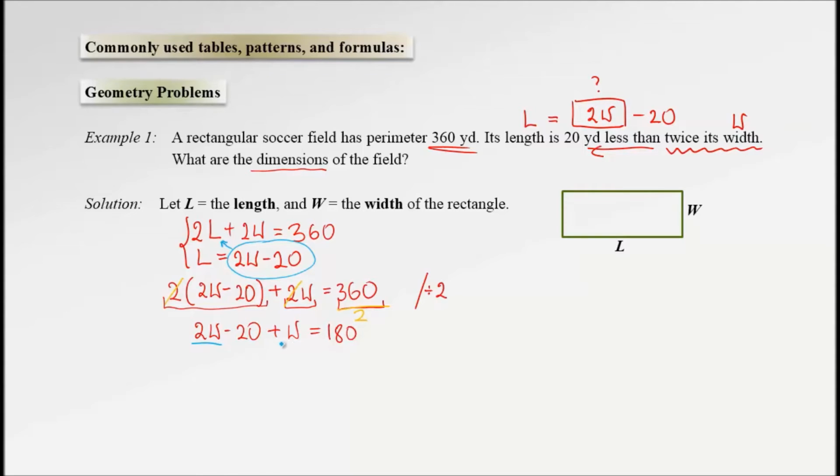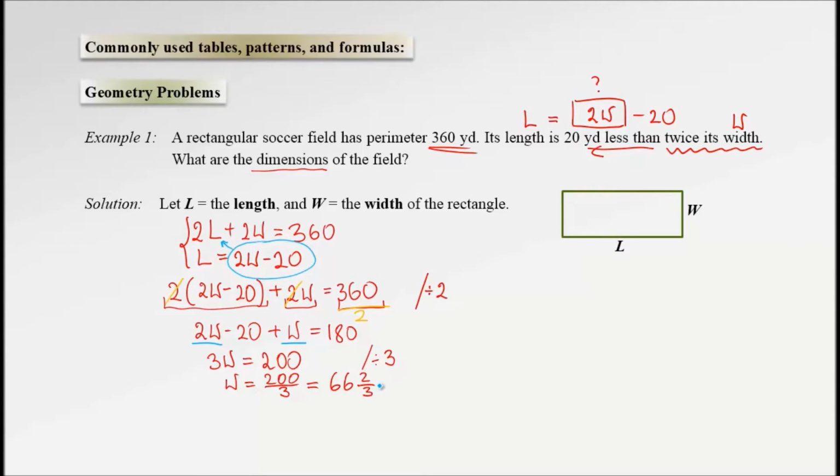And now let's collect like terms. 2w plus w is 3w, and we can bring the 20 to the other side. 180 plus 20 would be 200. Okay, so to get w by itself, we need to divide by 3. That will be 200 over 3, which as a mixed number is 66 and 2/3.